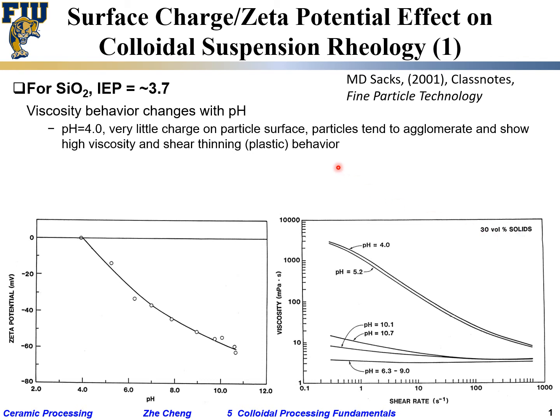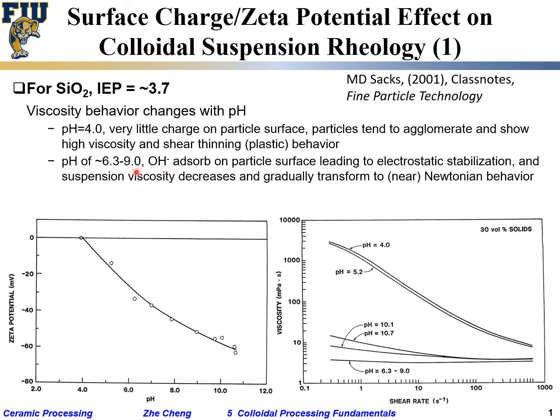Okay. On the other hand, when we have relatively higher pH, around 6 to 9, we're in this behavior. We said, when we're at 6 to 9, we have relatively high zeta potential. The particles have a lot of charge on the surface, meaning electrostatic stabilization. The particles are well stabilized. They do not agglomerate. And then what people observed is this slurry or suspension behaves like a so-called Newtonian fluid.